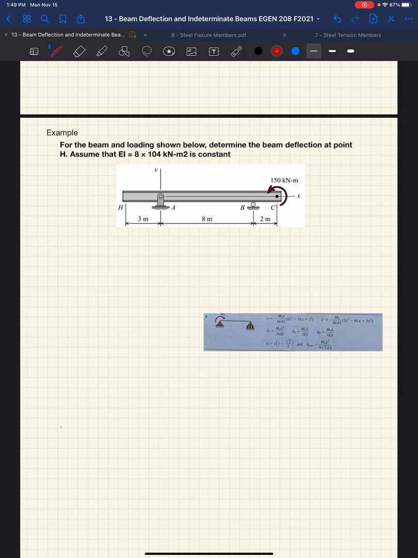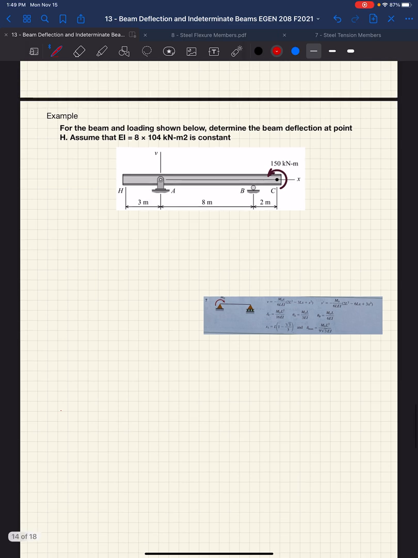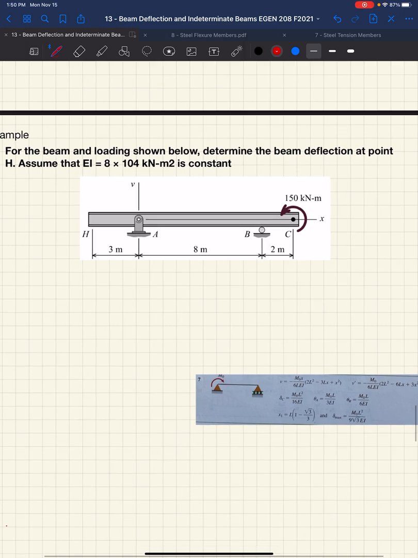And it's constant. We need that to be constant, as we've talked before. So if we start our solution like we do with anything, we start with our sketch of our deflected shape, which is one of the bigger things. So I'm going to overlay it.